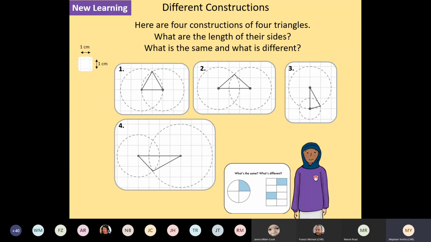What I would like you to do, and I'll be monitoring this in the 5 minutes I'm going to time you, is put in the chat box what you can see the side lengths of the triangles are and what you can identify is the same and different between these triangles. The best answers will be getting a shout out when I go through the answers next. Once you hear this sound, that means the time is up. So 2 questions, chat box, 5 minutes, off you go.